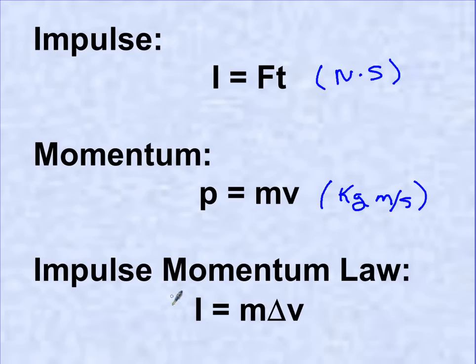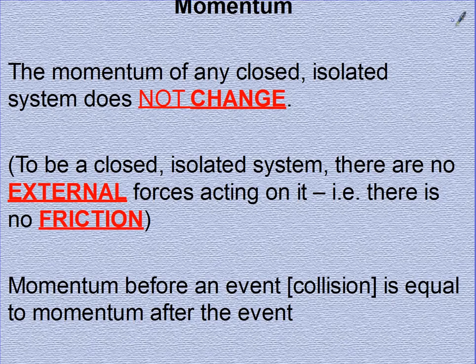And the impulse momentum law says the impulse applied to an object is going to be equal to its change in momentum. So Ft is equal to m(v final minus v initial). This is how we will mostly write this law. Now remember, momentum of a closed isolated system cannot change. When I say closed and isolated, I mean there are no external forces, so there is no friction in these problems. Since the momentum cannot change, the momentum before a collision has to equal the momentum after.